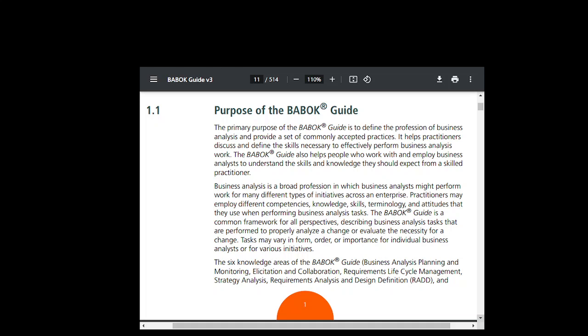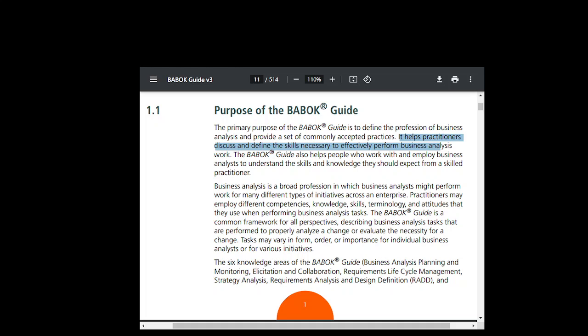It helps practitioners discuss and define the skills necessary to effectively perform business analysis work. It's always good to underline this. So it helps you as a business analyst, you as an aspiring business analyst, to discuss and define the skills necessary to effectively perform business analysis work. So it helps you have knowledge of the skills you need to perform your duties as a business analyst.